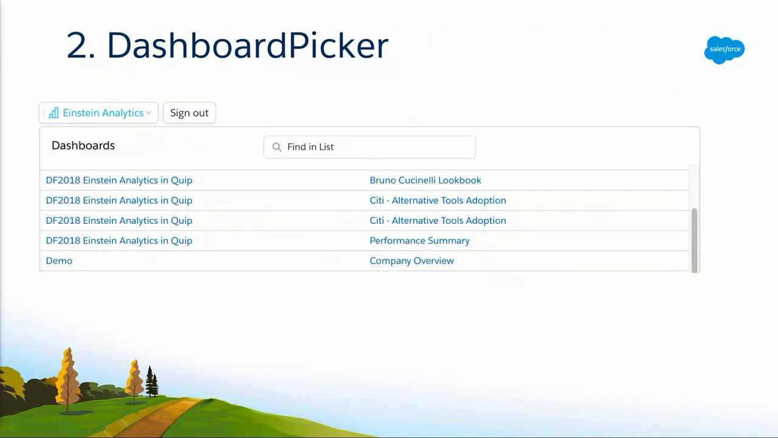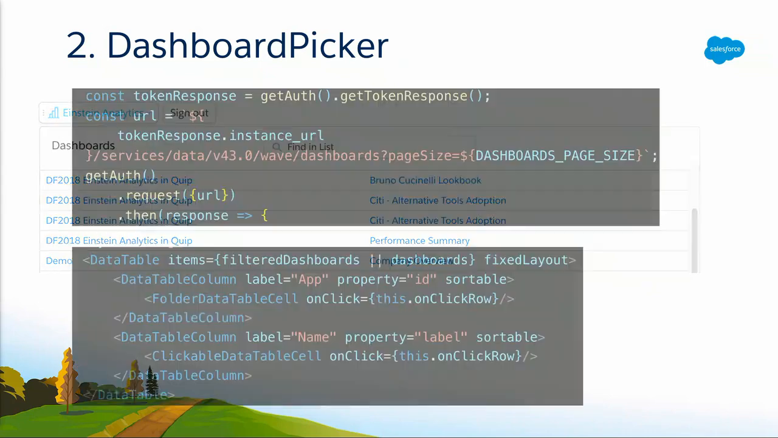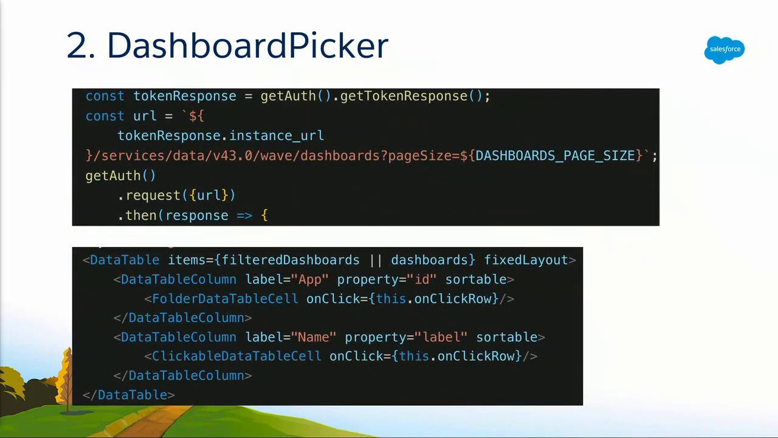For the dashboard picker, we need to make an authenticated request. We need to load the list of dashboards. Here you can see we've done an auth call to get login already. From that, we need to get the token response. When you get a token response from Salesforce, it gives you two things. One is the instance URL. Because every Salesforce org is on its own special URL, we want to make sure that we're loading data from that special URL where you've authenticated. So that's what token response instance URL is there.